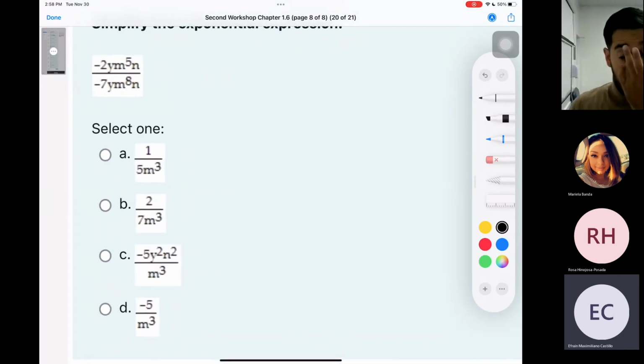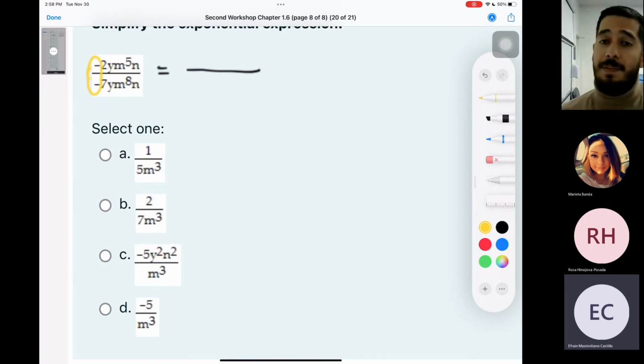Again, normal numbers behave normally; they don't follow these rules. If I am dividing negative 2 by negative 7, let's take it even one extra step. If I'm dividing a negative by a negative, I know that the result is going to be positive. So I can also say that those negative signs cancel out.